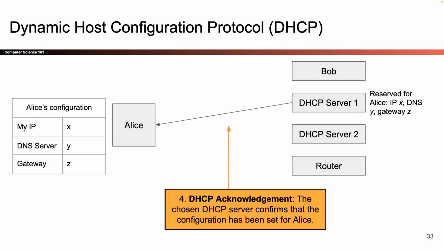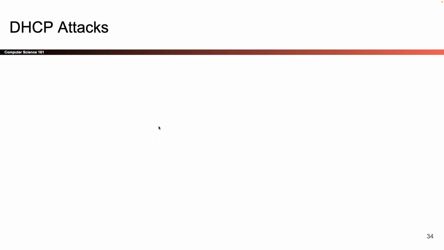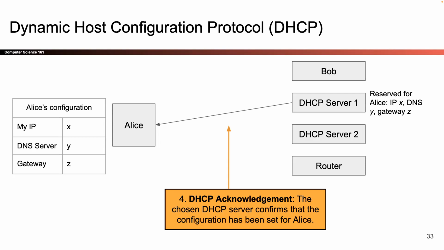And finally, DHCP server 1 is going to somehow do some reservation that says, okay, IP X belongs to Alice. Nobody else can use this IP. I can no longer hand out this IP to other people because Alice is currently using it. This is the DNS server she's going to talk to. Here's the gateway router she's going to talk to. And then the DHCP server 1 sends a receipt or a confirmation or an acknowledgement that says, okay, you've agreed to use this configuration. I agree to give you this configuration. We're all happy and everything has worked out. Okay, so that's the protocol.